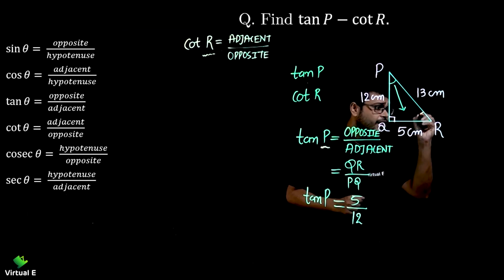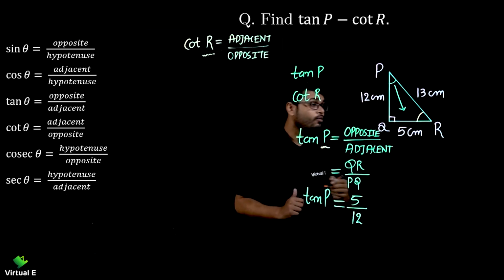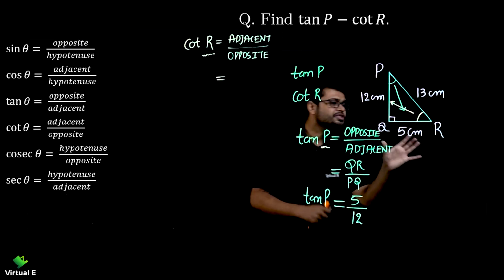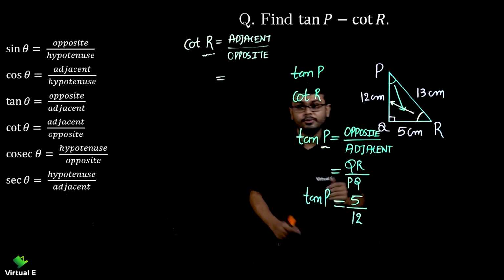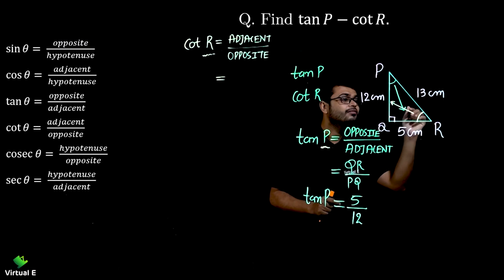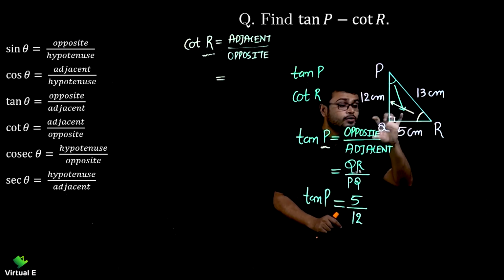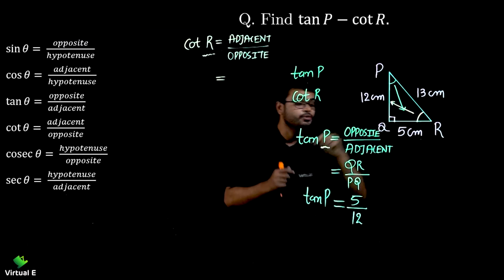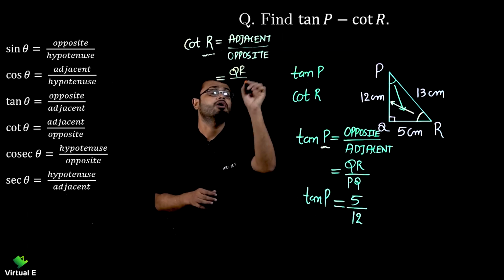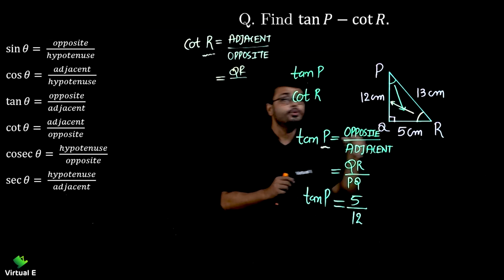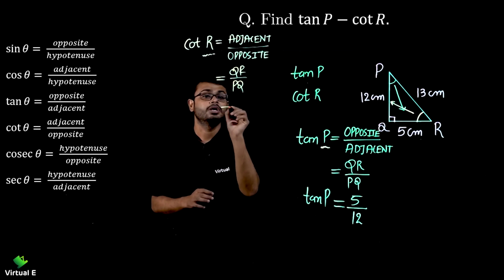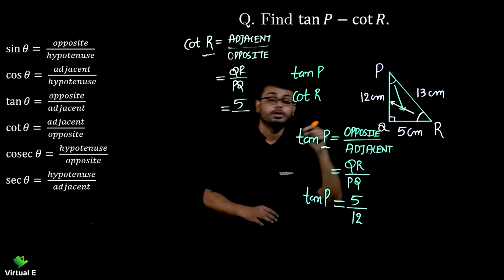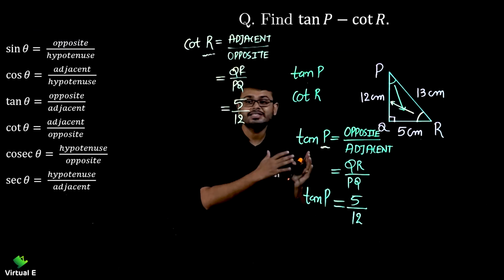So this is my angle R. I need to find the opposite side to R. Opposite side to R, which is this one, PQ. Opposite side to angle R is PQ. Now adjacent side, we want the side which is touching the angle R, which is QR, not hypotenuse. Remember, QR. So adjacent side is QR here, and opposite side is PQ. So QR over PQ. The value of QR is 5 centimeters, and the value of PQ is 12 centimeters. Okay, so we are getting the same ratio.